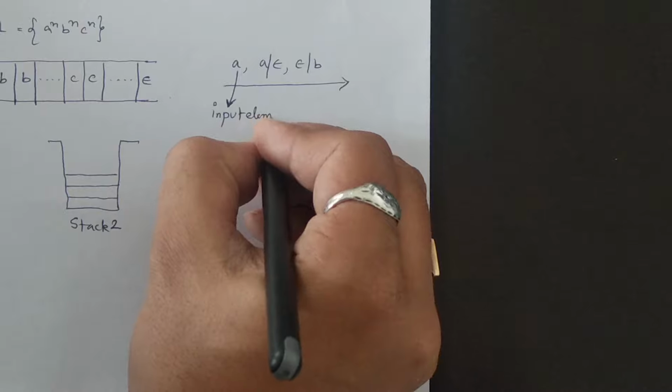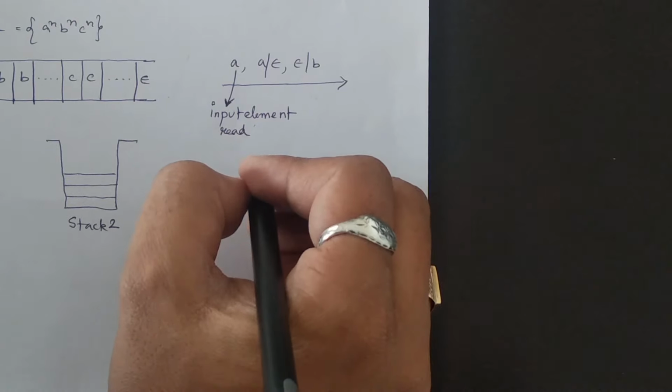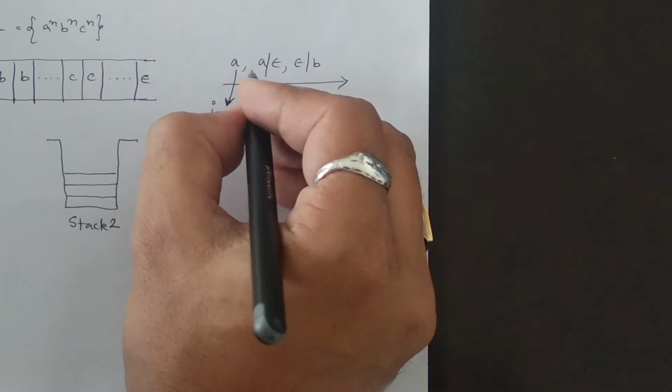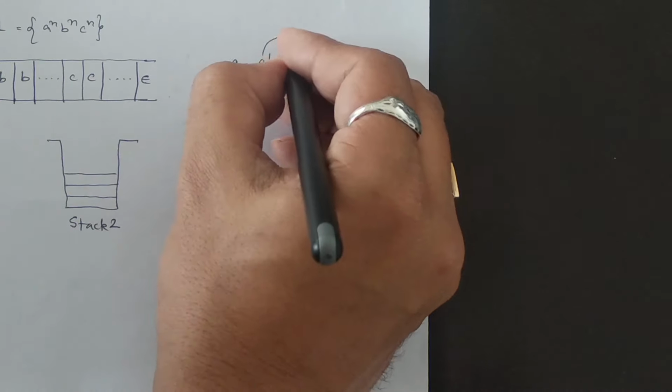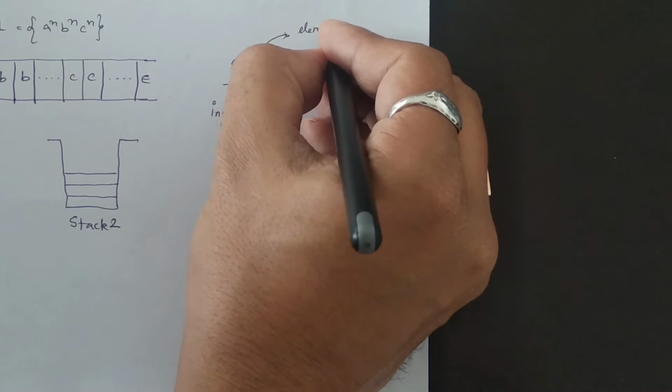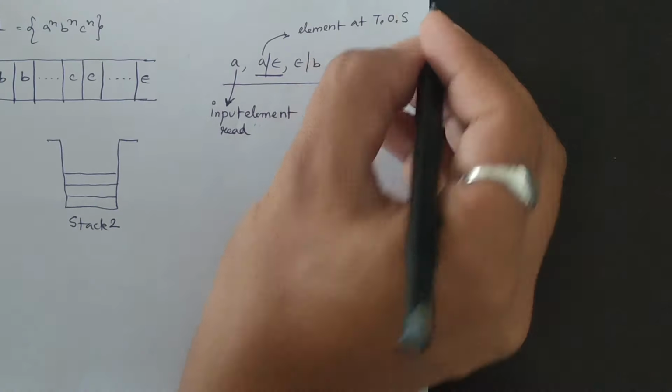Input element to be read. Okay, now this is the second one. The second part of the first one is the element at the top of the stack. TOS means top of the stack.